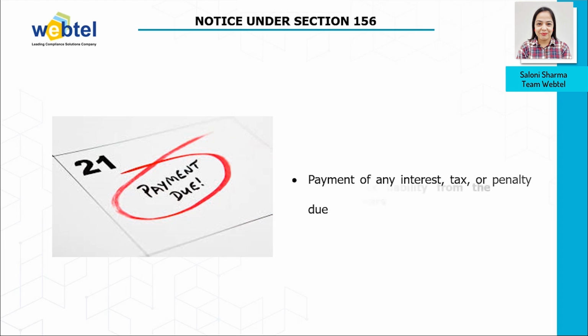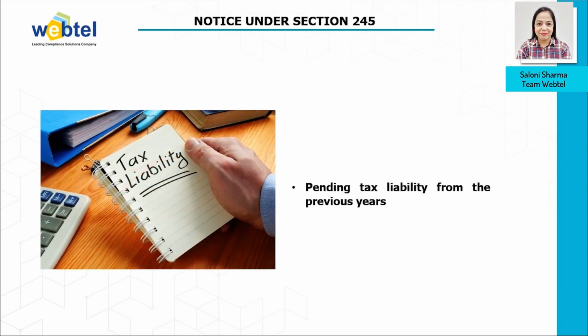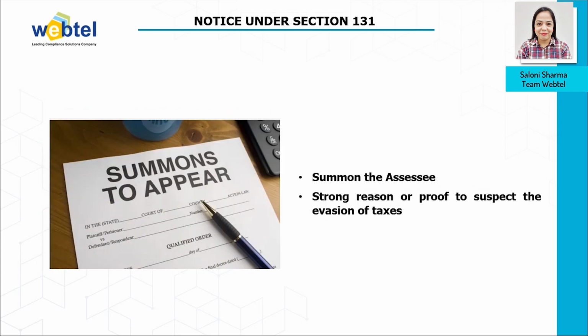Then comes the notice under section 245, which is related to pending tax liability from the previous years. Suppose there is any pending tax liability from the previous year. In that case, the income tax department can send you a notice and offset the prior liabilities from the current year's income tax refund.